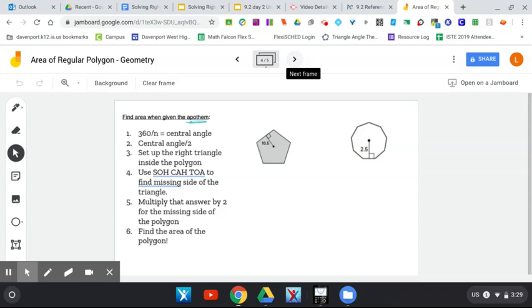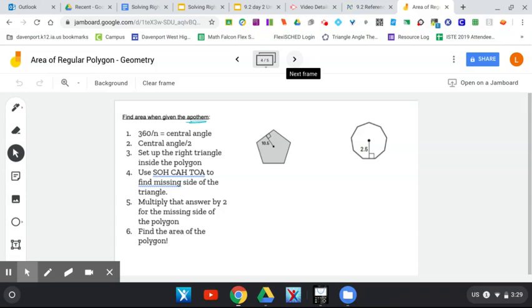All right, so you just paused the video, you wrote your 6 steps down. Notice the first 3 steps are the same. Central angle, then you divide the central angle by 2, and then you set up the right triangle. The 4th step is you use Sohcahtoa to find the missing side of the triangle. But that missing side you're finding is only going to be half of the side length. So then step 5, you're going to multiply that answer by 2. And then step 6, you're ready for area. So it's one additional step.